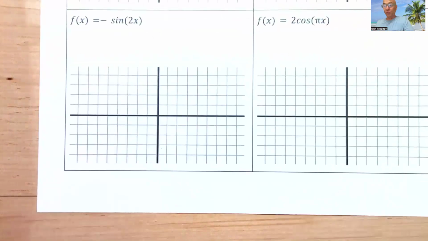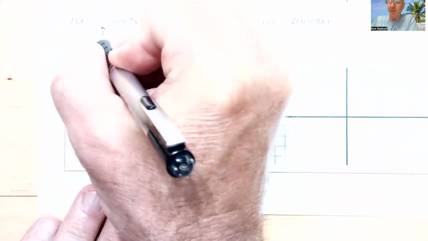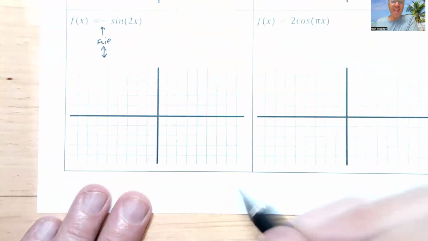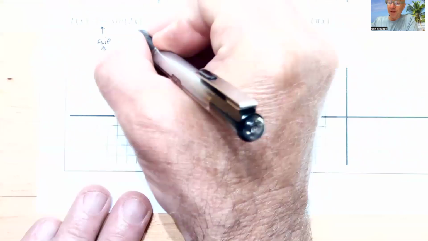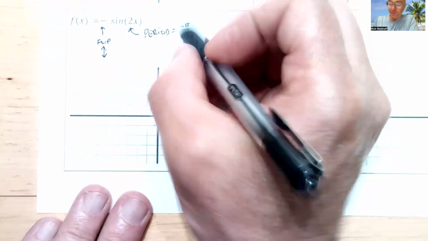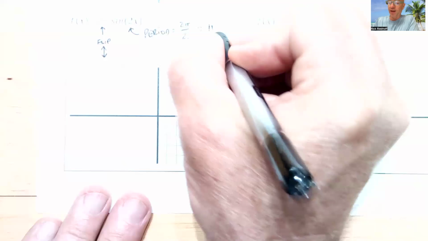All right. So this has a flip up and down. Okay. And it's got a period shift. So period for this one is equal to 2 pi. It's always 2 pi for sine and cosine. It's 2 pi divided by whatever's in front of that x, 2. So my period is going to be equal to pi.